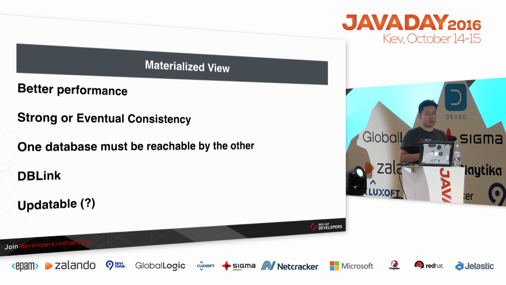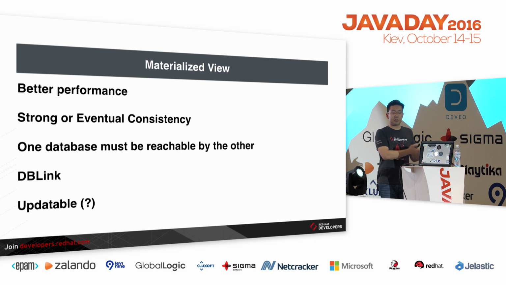Next scenario is materialized views. Materialized views have better performance than views because the implementation of the relational databases that we have today just use tables underneath for materialized views. It can have stronger eventual consistency, depends on how you create your materialized view. If you create a refresh on commit materialized view on Oracle, every transaction that writes to your original table is going to, in the same transaction, update your materialized view too. So it has strong consistency.